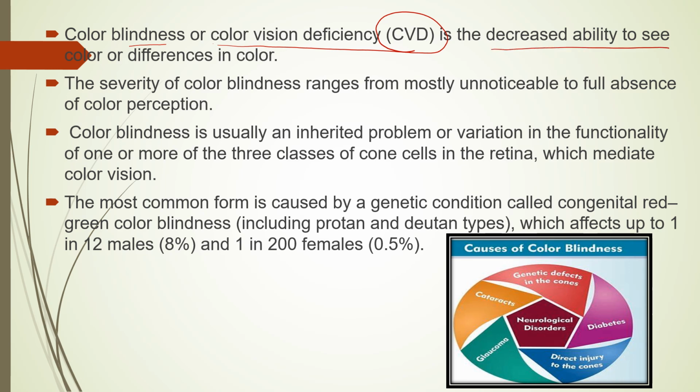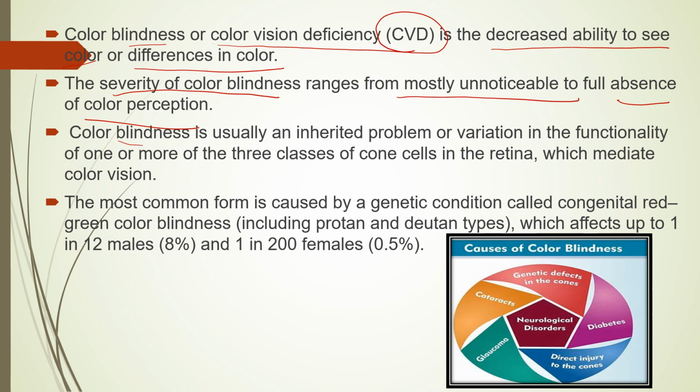There is a decreased ability to see color or differences in color. So you are either unable to see a color or you are unable to see the differences between certain colors. That we will learn today, what all colors you are unable to see and how that is tested through different eye tests. The severity of color blindness ranges from mostly unnoticeable to full absence of color perception. If it is very mild color vision deficiency, then it will be unnoticed, and if there is full color vision deficiency, then there will be full absence of perception of color, right?